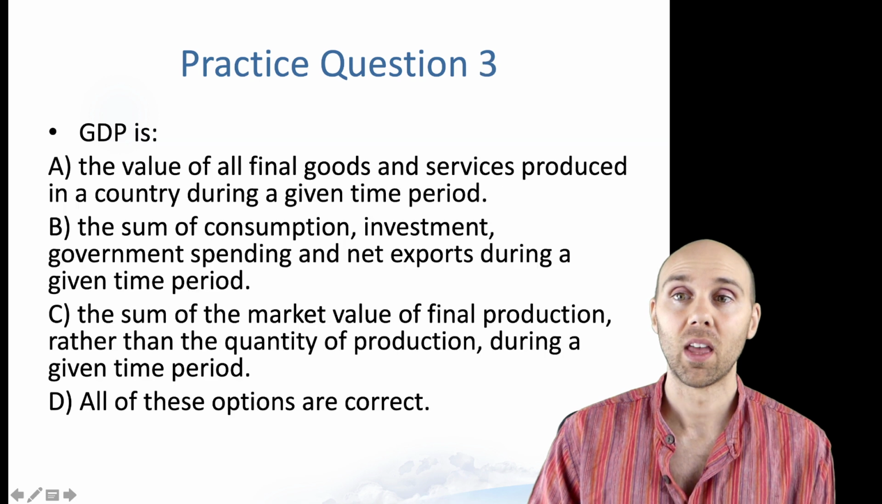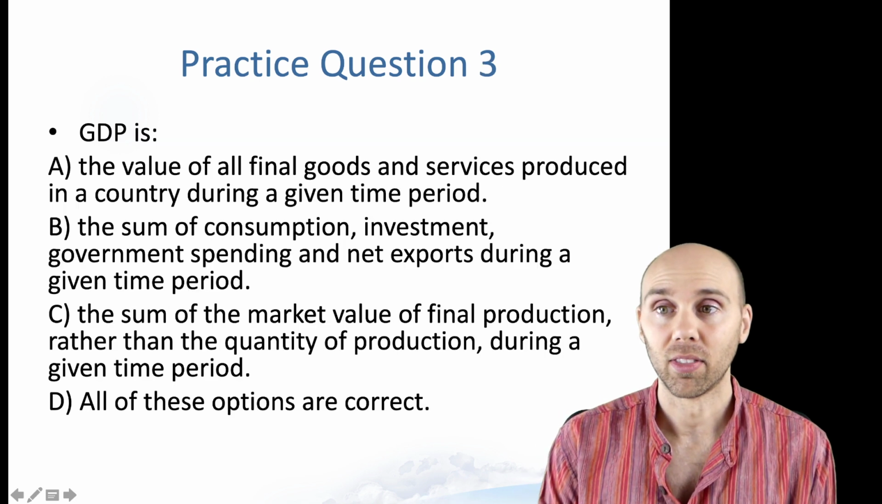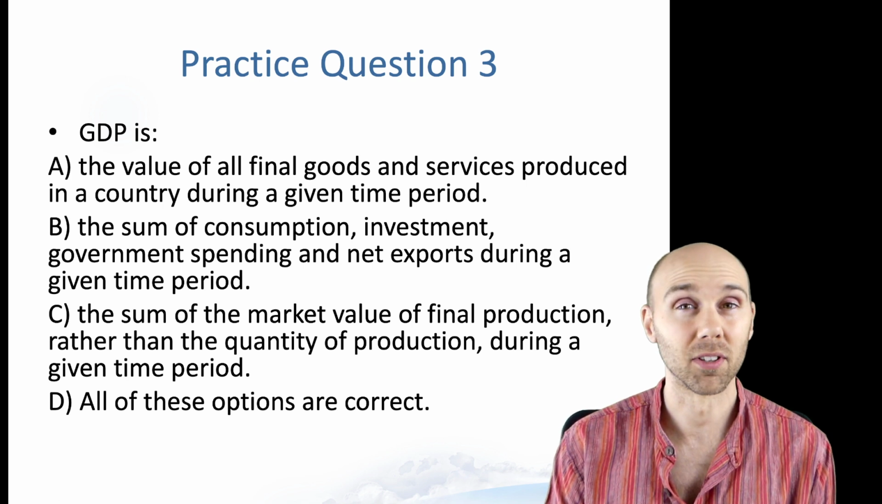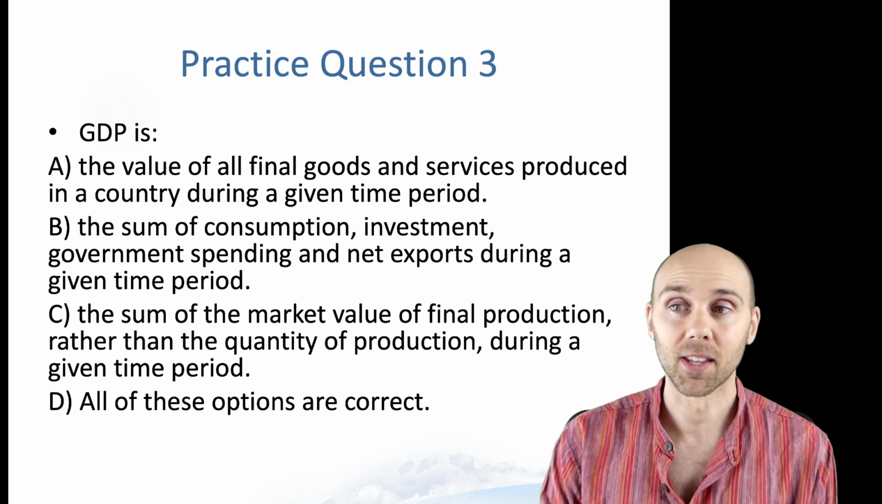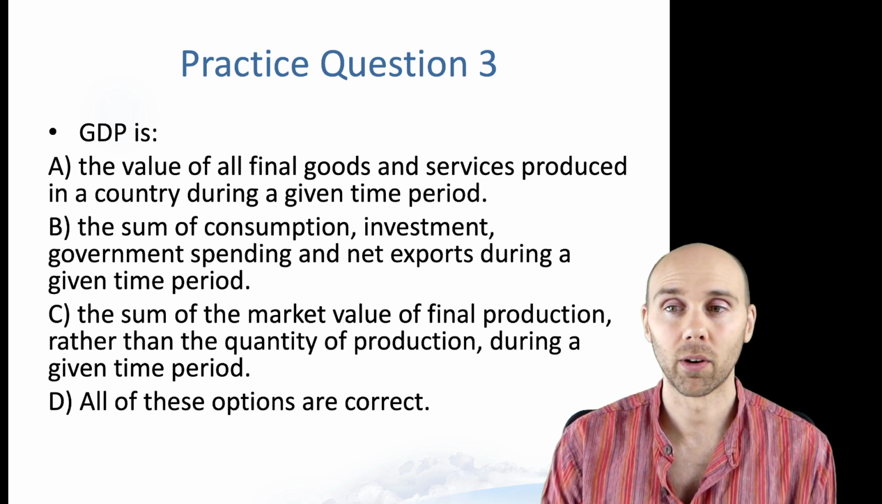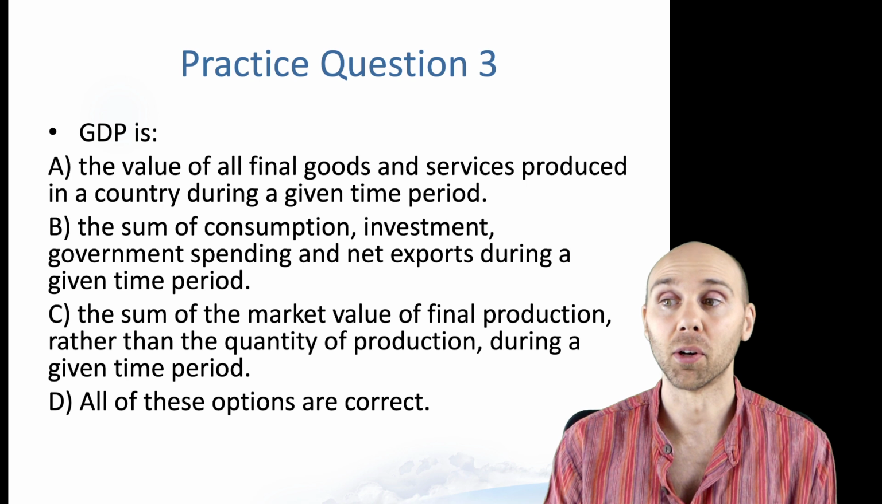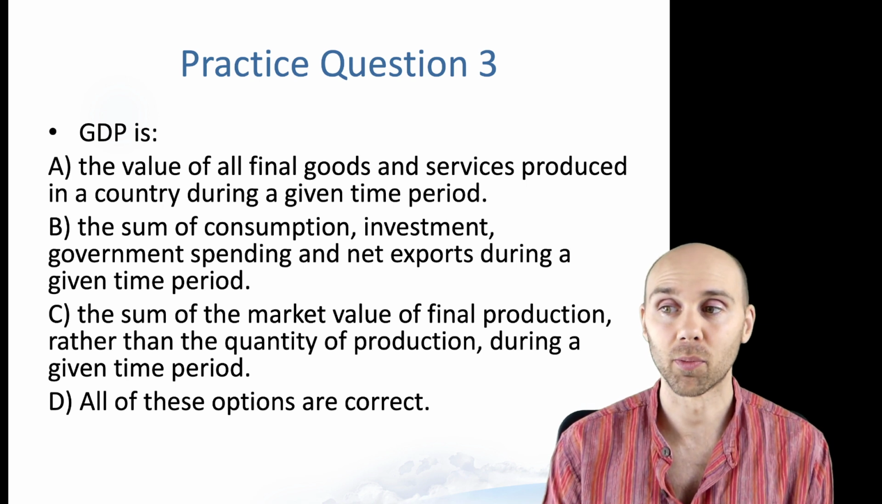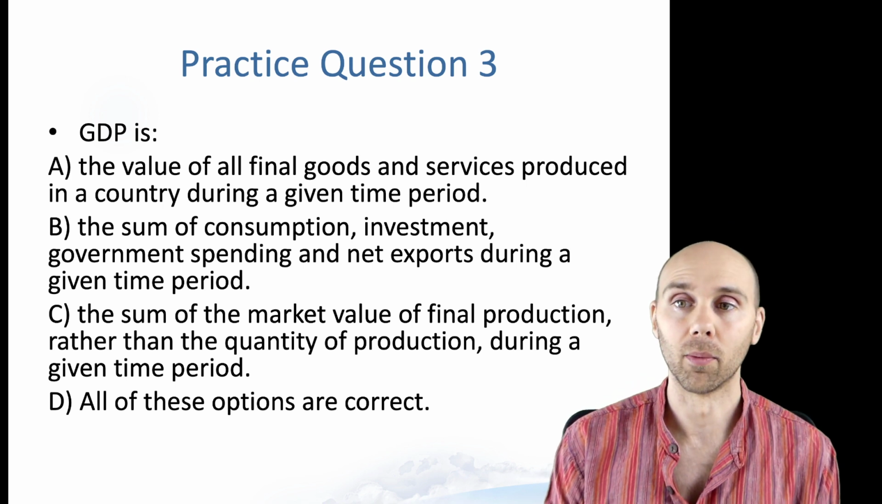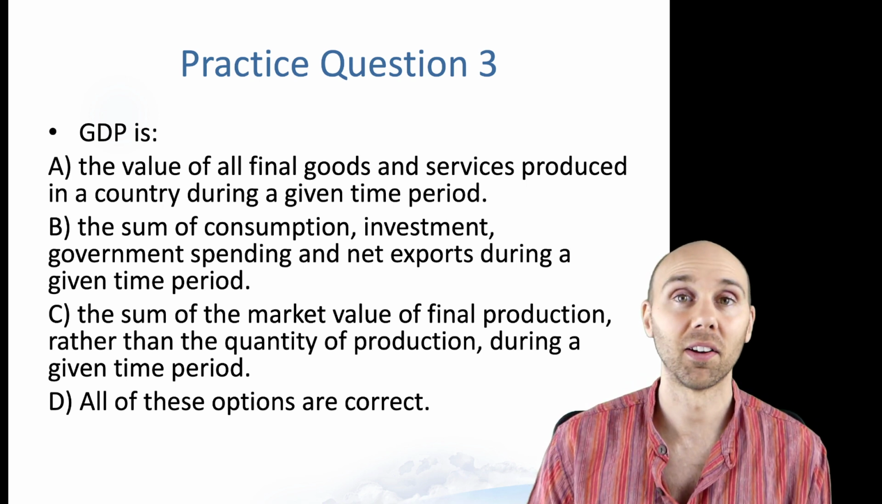Question 3. GDP is the value of all final goods and services produced in a country during a given time period, the sum of consumption, investment, government spending, and net exports during a given time period, the sum of the market value of final production rather than the quantity of production during a given time period, or D, all of the above. Pause your video now.